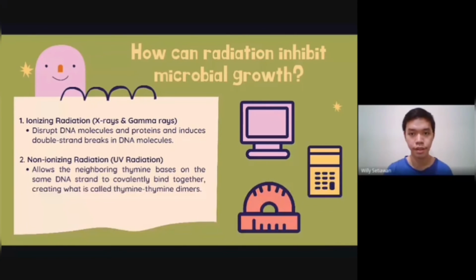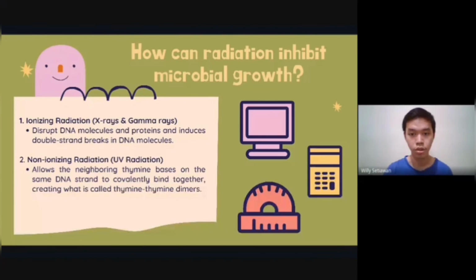So, how can radiation inhibit microbial growth? Radiation techniques for inhibiting microbial growth can be divided into two, namely ionizing radiation and non-ionizing radiation. The first is ionizing radiation, such as X-rays and gamma rays. It ionizes water and other molecules to form radicals, which are molecular fragments with unpaired electrons that can disrupt DNA molecules and proteins, and induce double-strand breaks in DNA molecules.